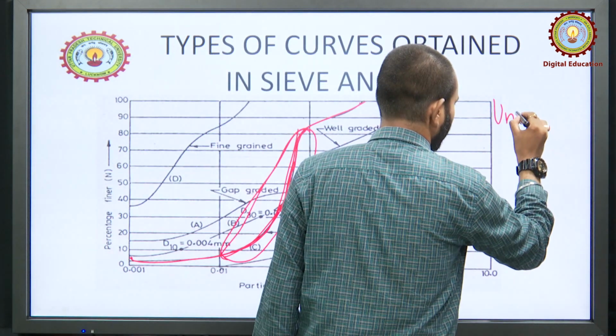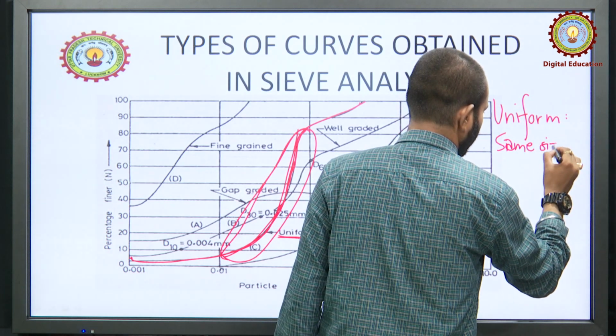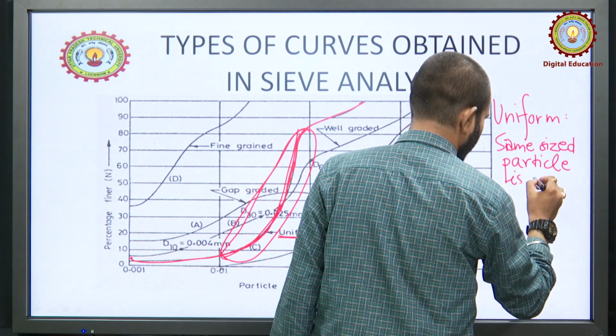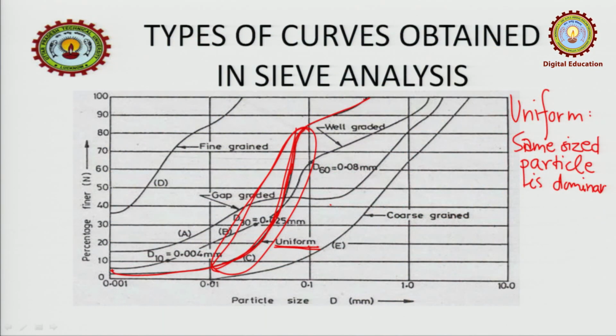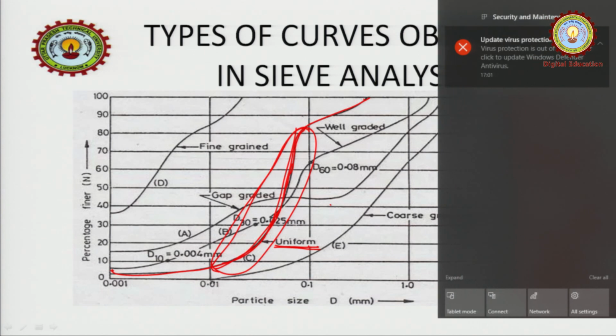Okay. So, uniform: same sized particle is dominant, or a range of particle is the highest constituent of these soils. Okay. Sorry.